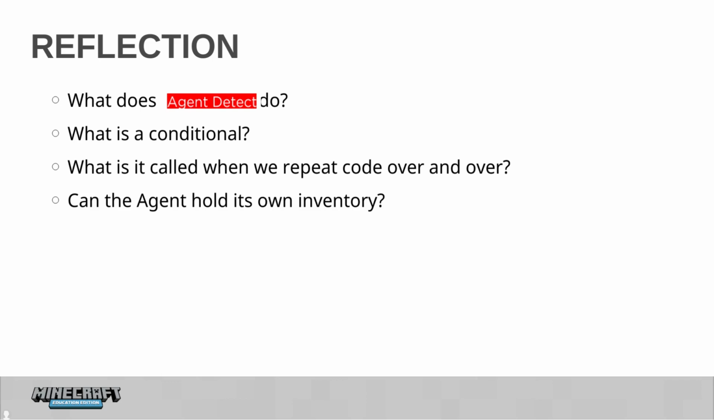What is it called when we repeat code over and over? Well, that's our loop, and we use that repeat block to do a loop. And can the agent hold its own inventory? Absolutely, yes, he can. He can hold his own blocks and such. In fact, we've needed to use that in our code.